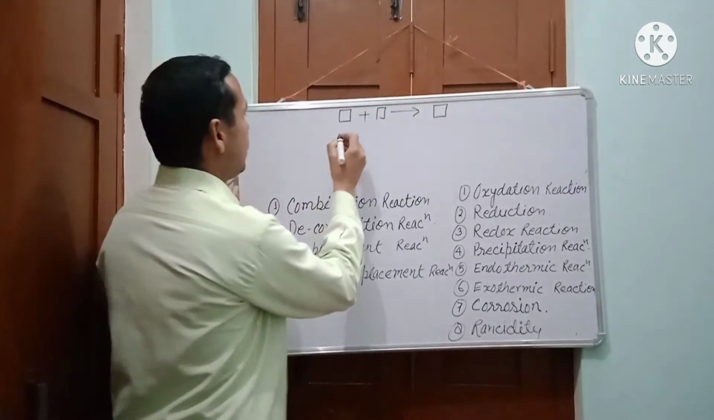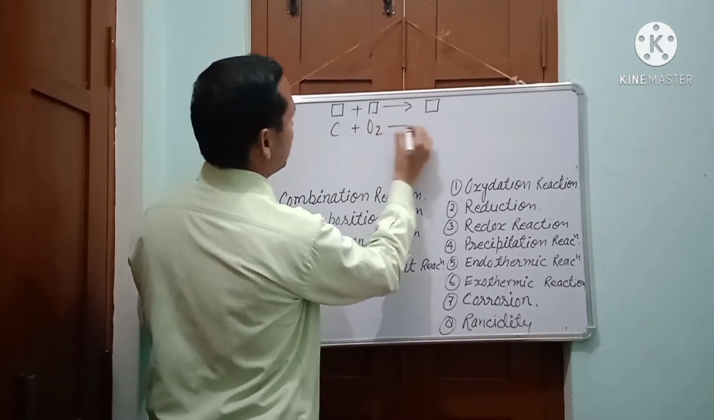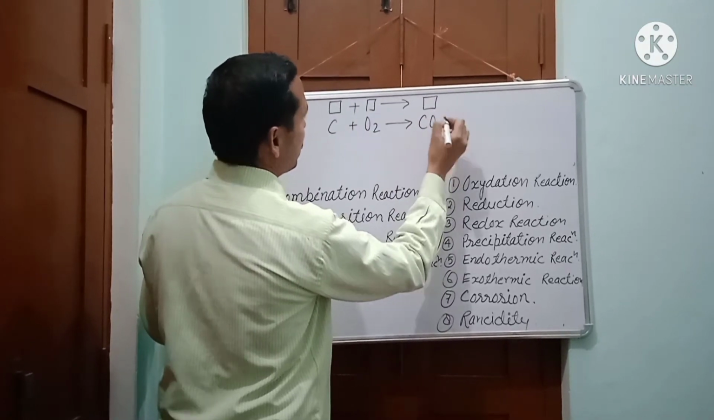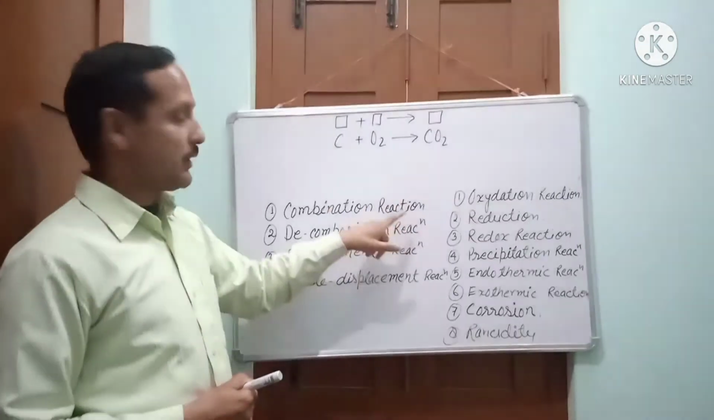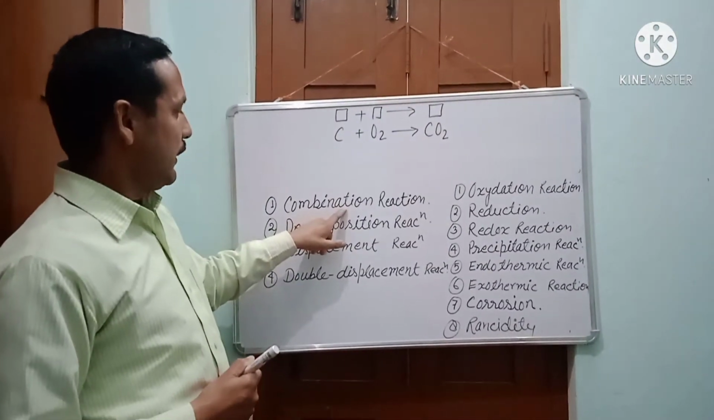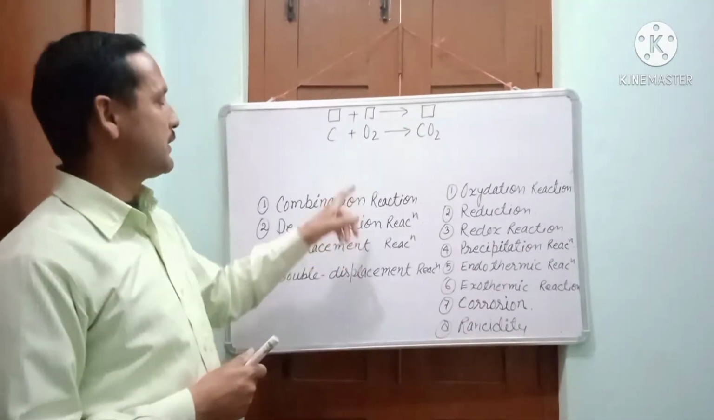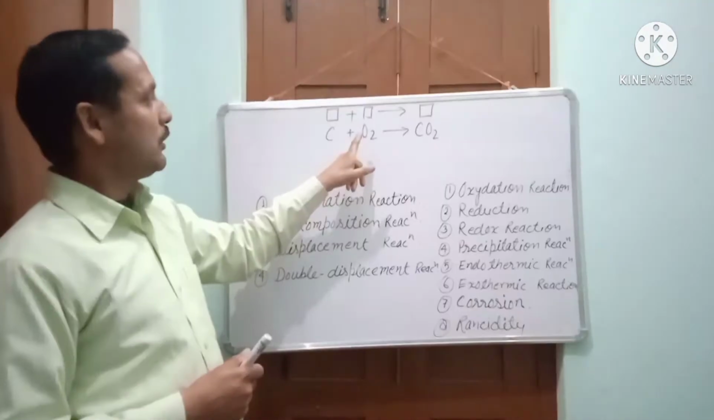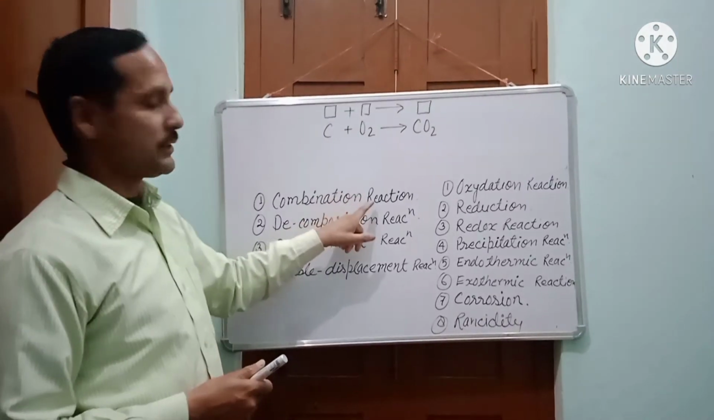We can take an example. When carbon reacts with oxygen, then carbon dioxide is formed. Such type of reaction is called combination reaction. Again, definition of combination reaction: such a chemical reaction in which two or more reactants react to each other to form a single substance is called combination reaction.